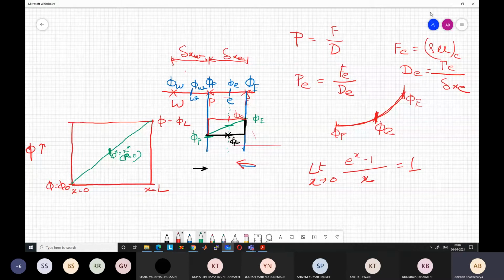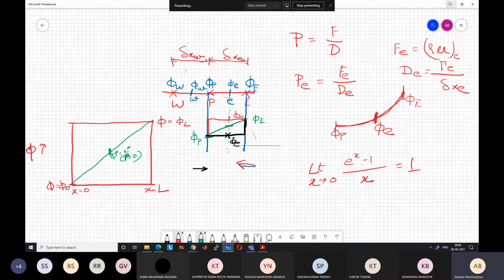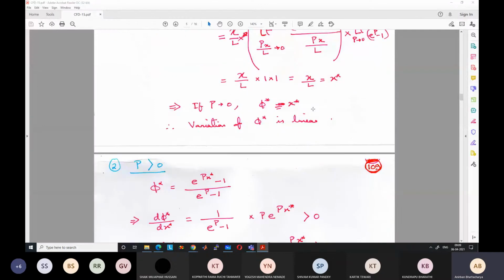Now we will look at some other cases of Peclet numbers to find out the variations for other values. What will happen if the Peclet number is positive? What will happen if the Peclet number is negative? Things like that, so that we have a good idea about the variation of phi with x for different Peclet numbers. Any questions up to this point? Up to this we had discussed in the previous class.